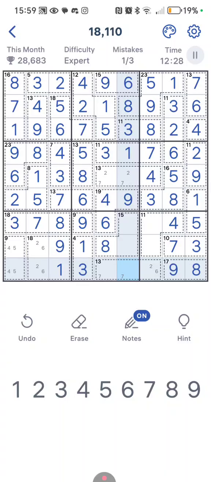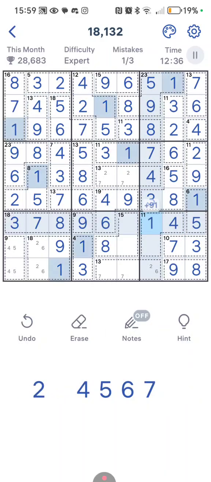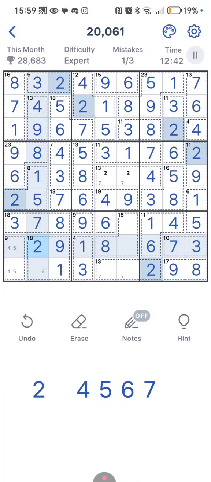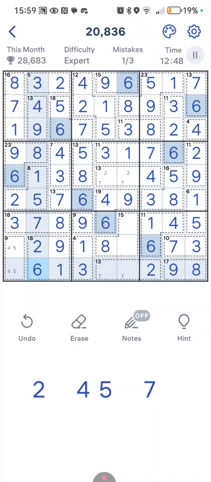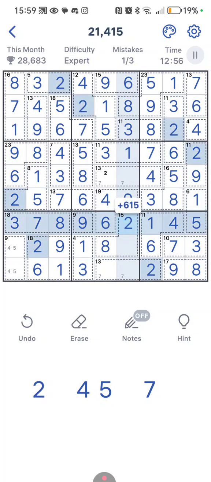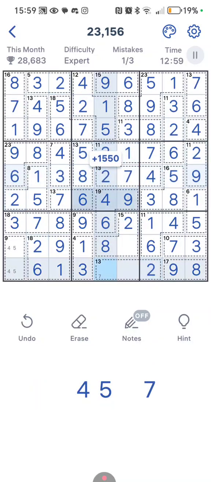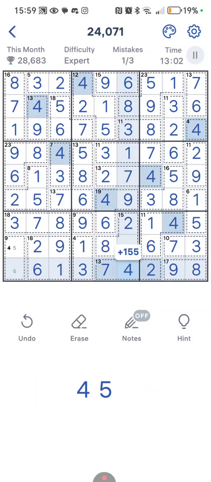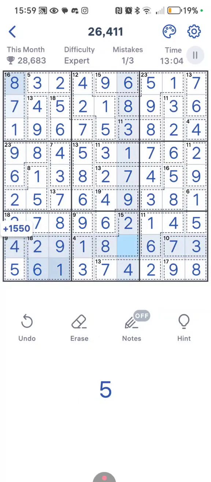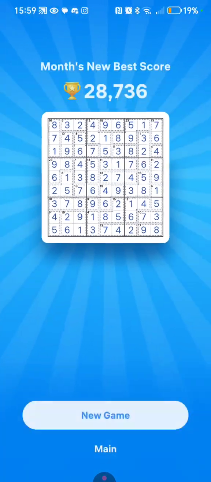So 1, 2, and 6. This has to be 1. That means that's a 6. That's a 2. 6. Okay, so what's left over? Okay, so this is going to be 2. 7 and 2 means this is a 4. 5, 4, 5. Done! Hurrah! 2 for the price of 1.